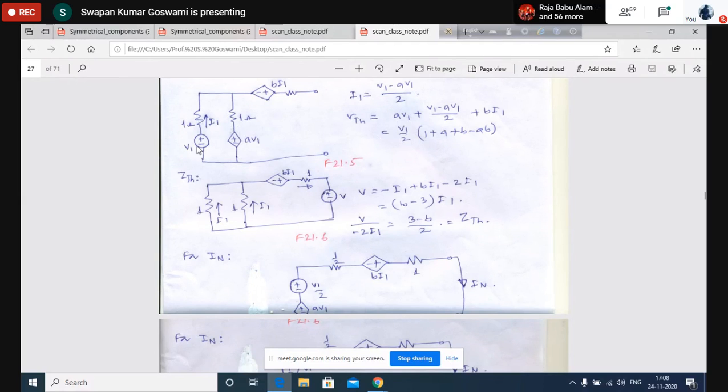Here it will be V1, sorry, V1 minus this current. So if it is V1 minus AV1 by 2, what is the resultant? You see, ultimately you will get this voltage.